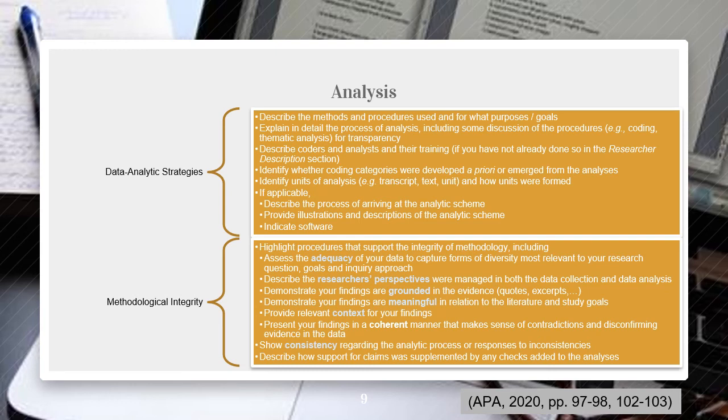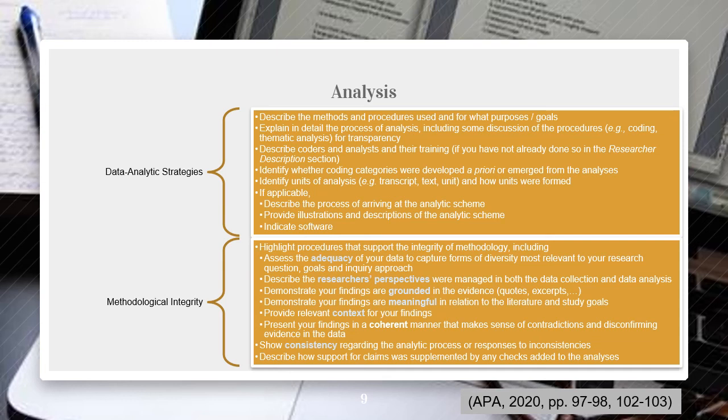And when relevant, you're going to provide descriptions of the process for arriving at the analytic scheme and illustrations and descriptions of the analytic scheme. So for example, for the codes that you use in your coding scheme, you'll describe what the different codes are, and you'll also provide examples to illustrate what those codes actually look like and how they are operationalized. If you used software for your data analysis, you'll indicate what software you used.